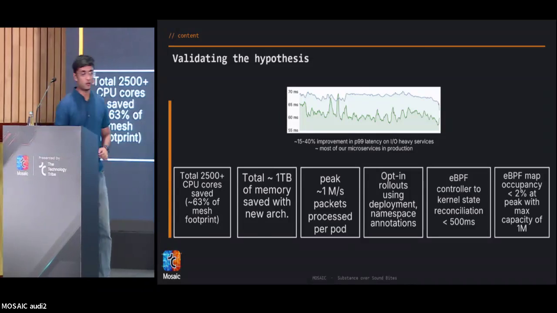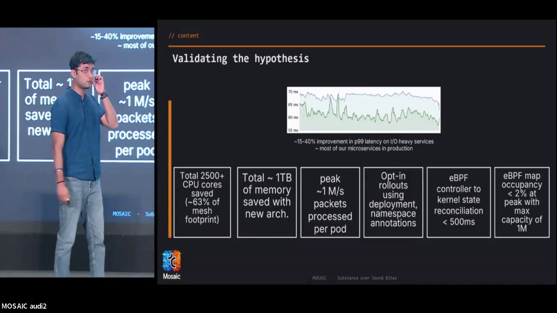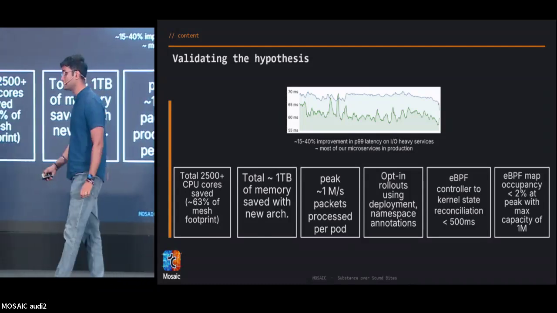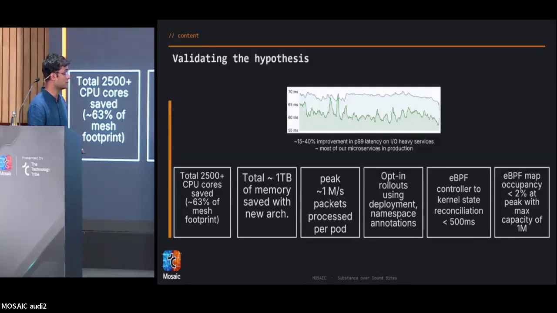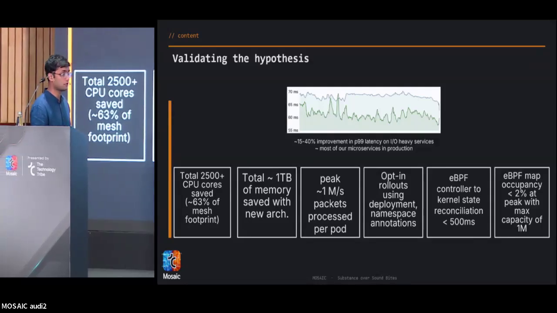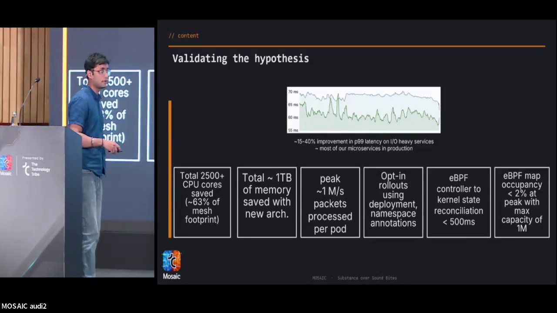And the map occupancy sits at less than 2% with a max capacity of 1 million. And this is, by the way, per pod, meaning we have a per pod maximum limit of 1 million, and that we can do because it's chump change at the eBPF layer.